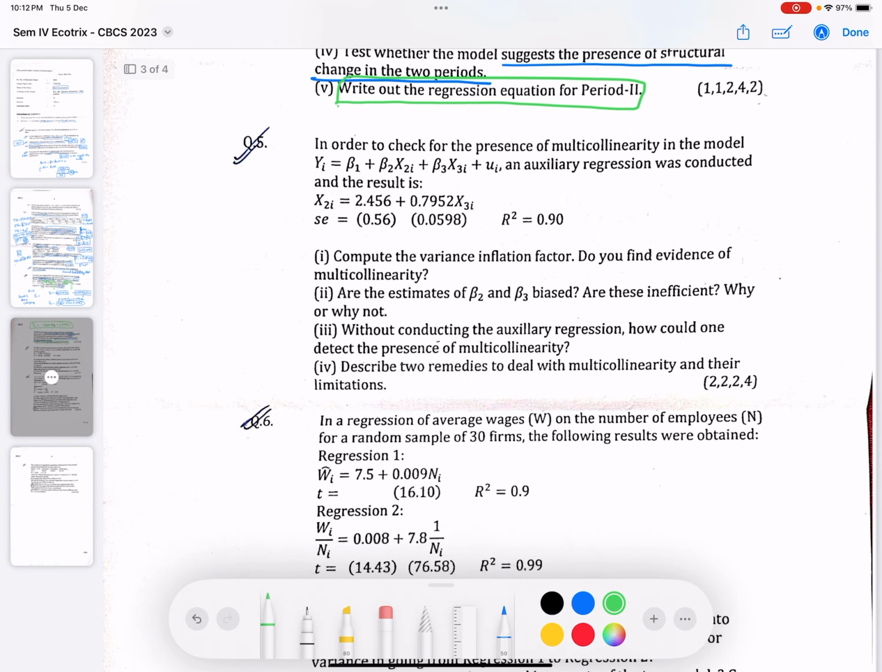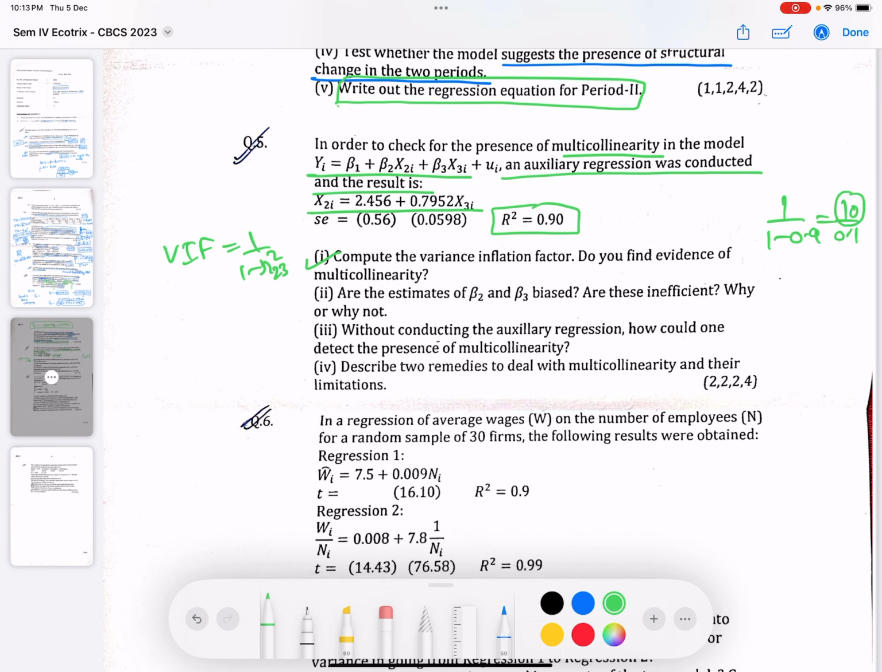Okay. Now coming to question 5. In order to check for the presence of multicollinearity in the model, an auxiliary regression was conducted and the result is this. Auxiliary regression means you are regressing one of the independent variables on the other independent variable. Since R square is coming out to be very high, this means these variables are highly correlated. Variance inflation factor is nothing but 1 over 1 minus R23 square, that is the correlation between variables x2 and x3. So in this case, this would come out to be 1 over 1 minus 0.910.